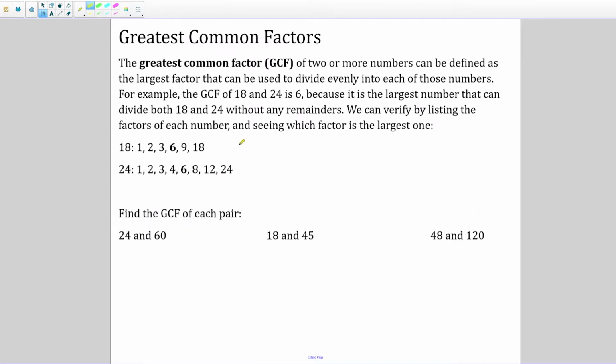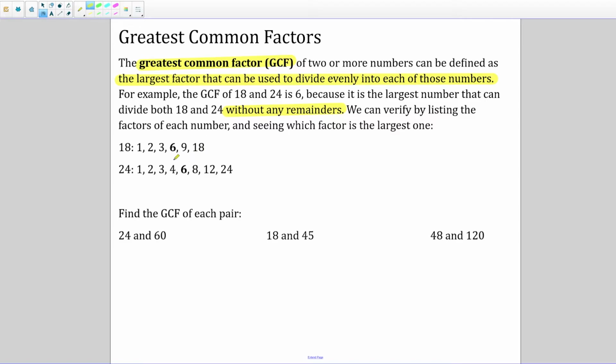So moving on to our next topic, let's discuss the greatest common factor, otherwise known as the GCF. The GCF of two or more numbers can be defined as the largest factor that can be used to divide evenly into each of those numbers. So for example, we have the GCF of 18 and 24 being 6, because it's going to be the largest number that can divide both 18 and 24 without any remainders. So really we're looking for whole numbers.